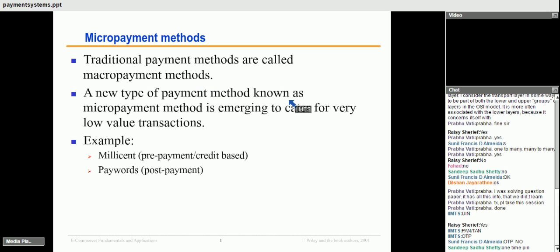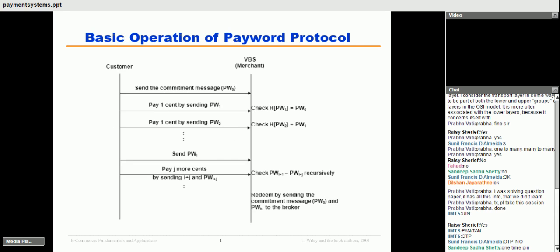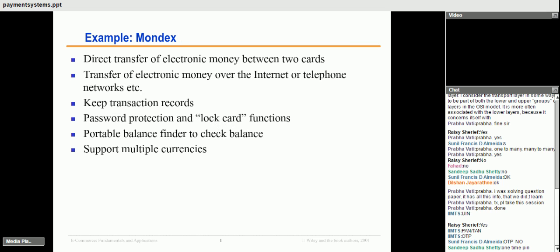So what are micro payment methods? Traditional payment methods are called macro payment methods. A new type of payment method known as micro payment method is emerging to cater to very low value transactions. I am skipping some of the slides in between. That is not of much relevance to today's topic.